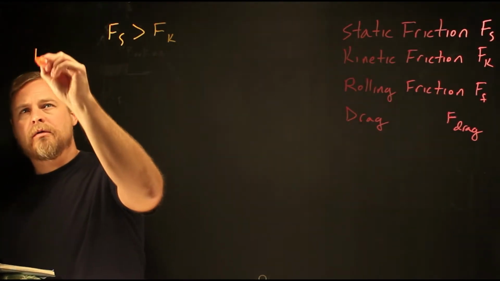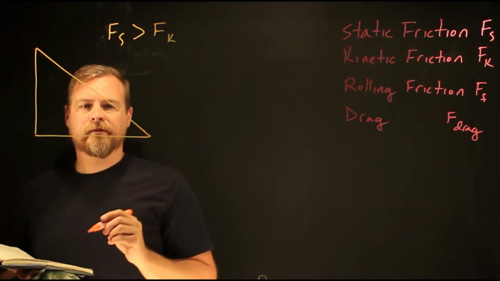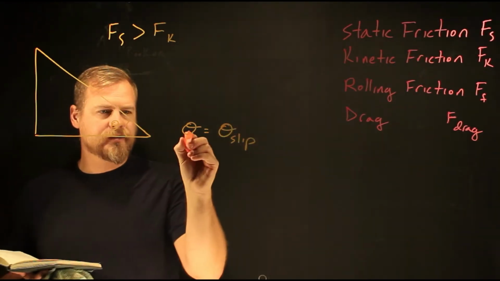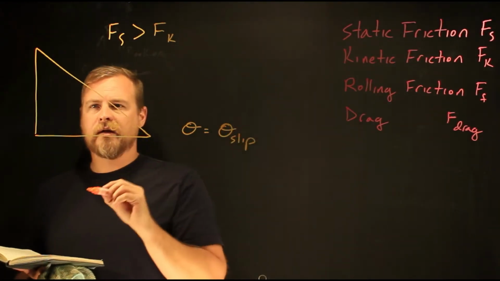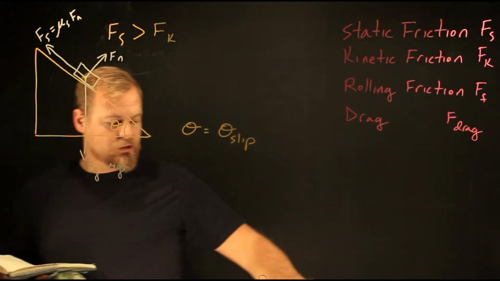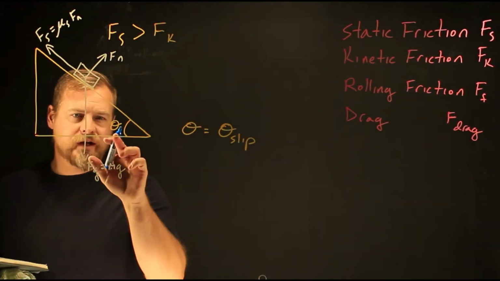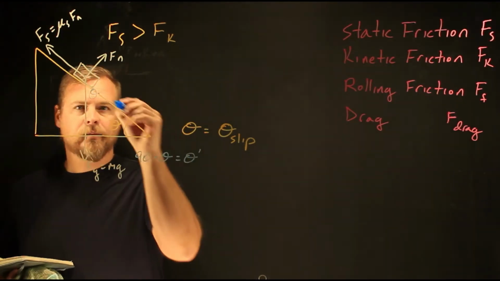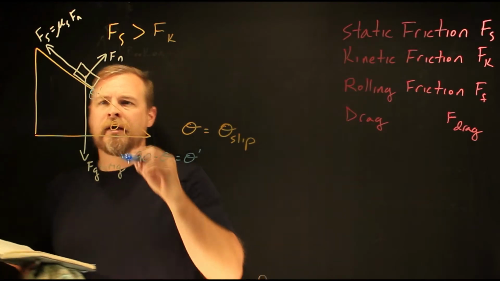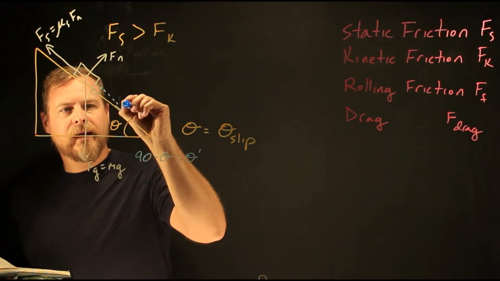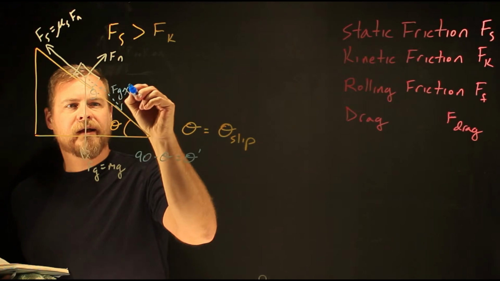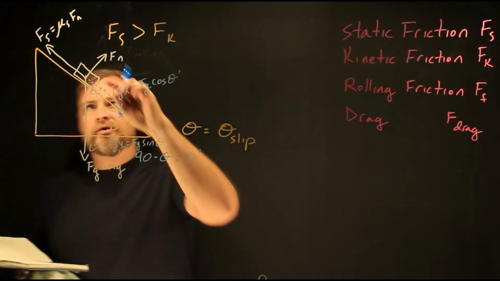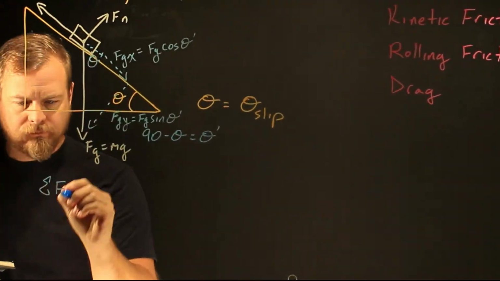You can solve for the coefficient of static friction by looking at the angle of slip. So this angle right here is theta. It's theta slip, or the angle of slip. When I solve for the coefficient of static friction, I'm going to change this angle. Right? Remember that this is going to be 90 minus theta prime. So I'm going to use theta prime here so that I can keep all my math the same. So this is f of g of x. And then I'm going to go ahead and do my net force in the x and the y and see if I can solve for mu.